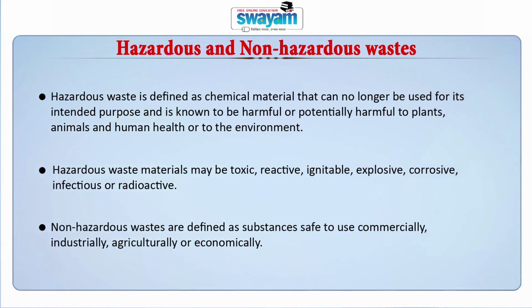In a nutshell, we can say whether a material is hazardous or non-hazardous is decided based upon 4 properties. One of them is toxicity, second is corrosivity, third is reactivity, and fourth is explosibility. If a substance has any one of these 4 properties, it will be called hazardous waste.